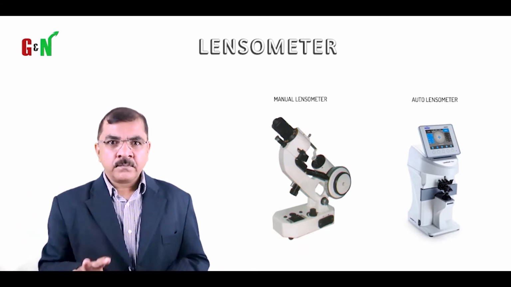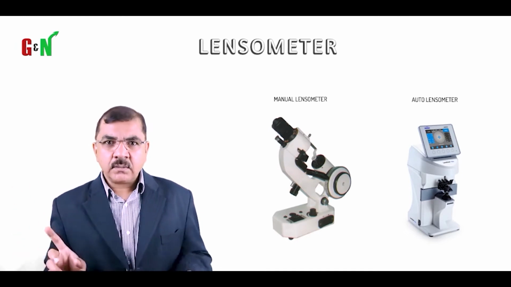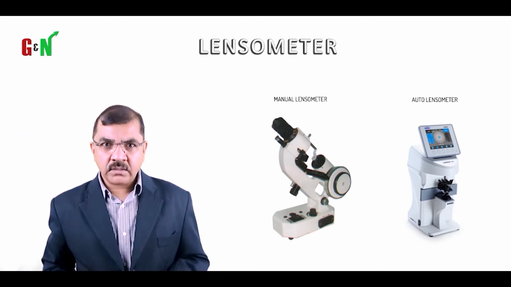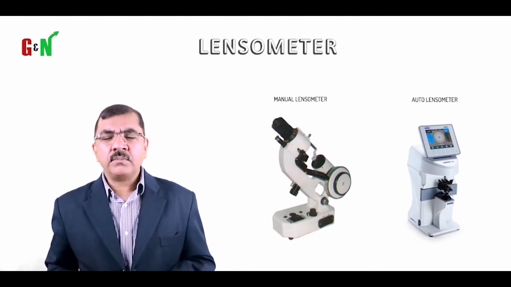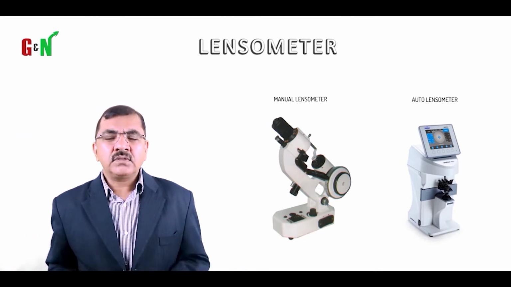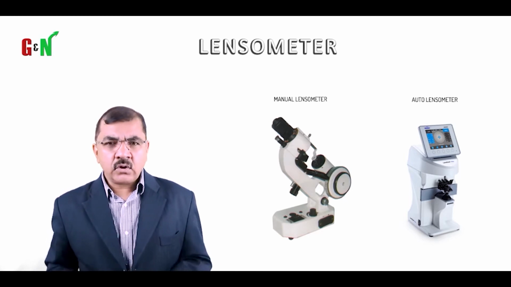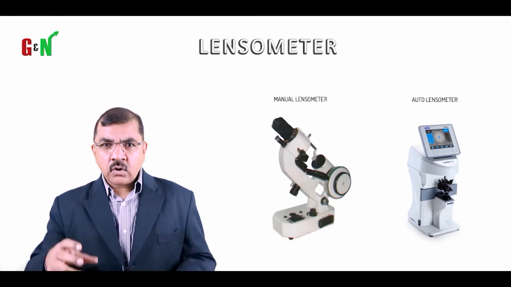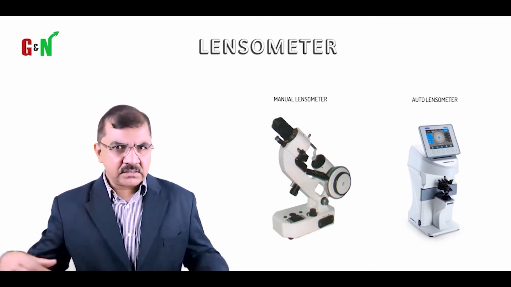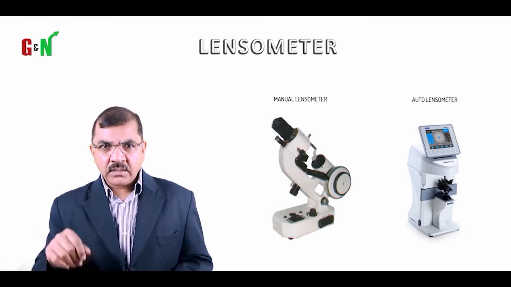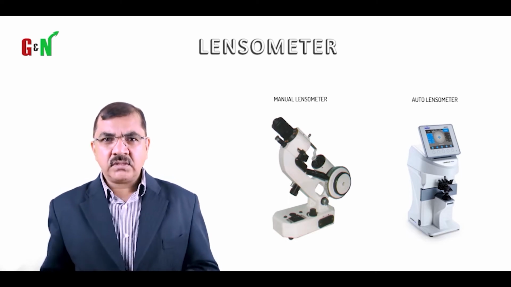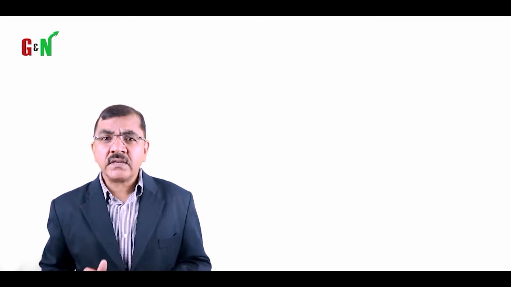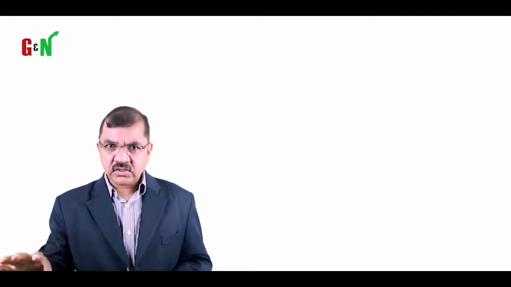So this is the lensometer, as you can see in the picture. Before, it used to be manual, now it's mostly an automated lensometer. Very few people use the manual lensometer these days. It's mostly automatic. It's fantastic. Immediately you put the spectacles or the lens, even a blank lens, behind it, and you can check the power in the lens. This is the lensometer.